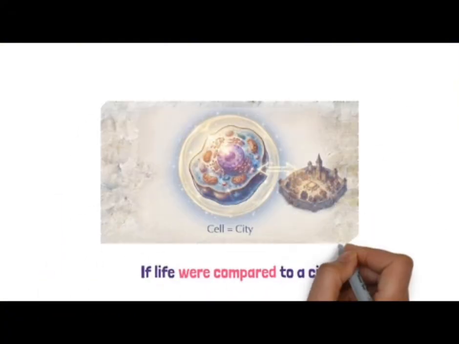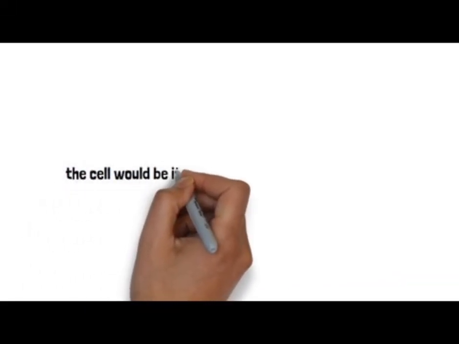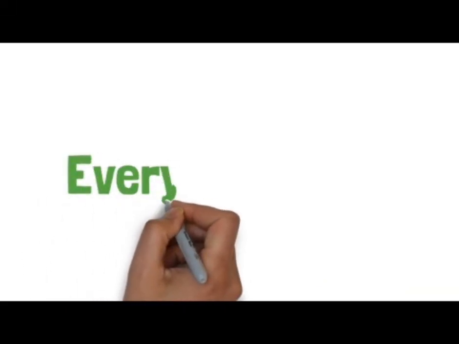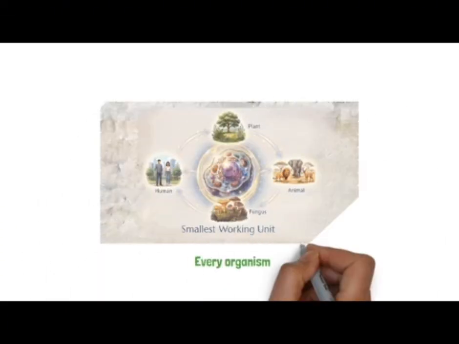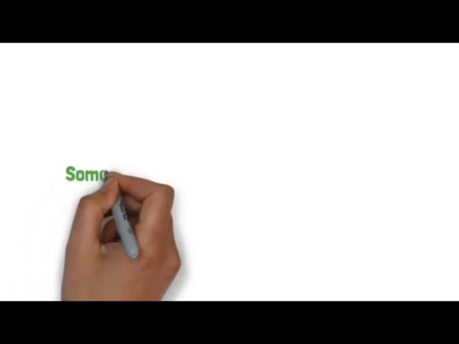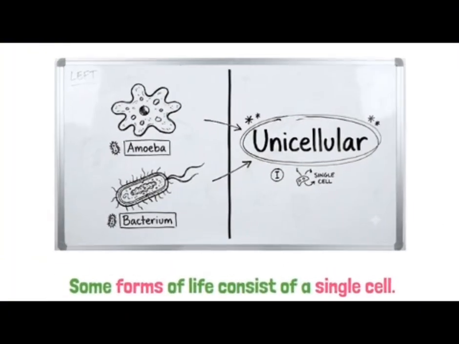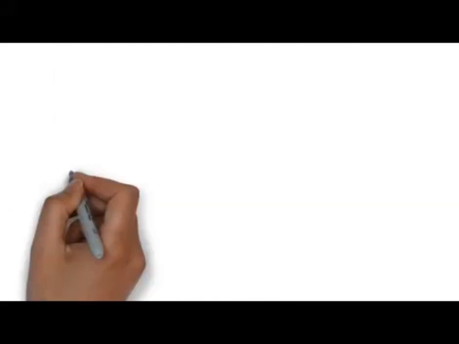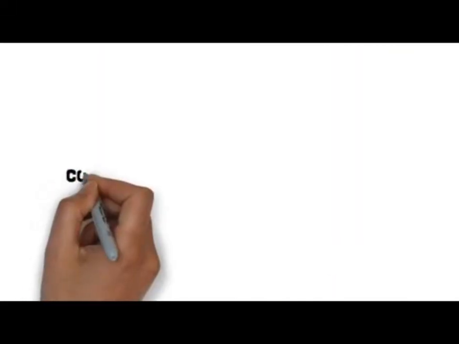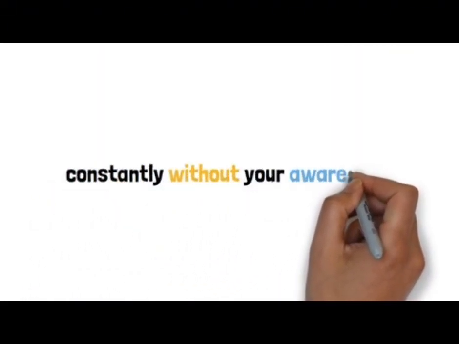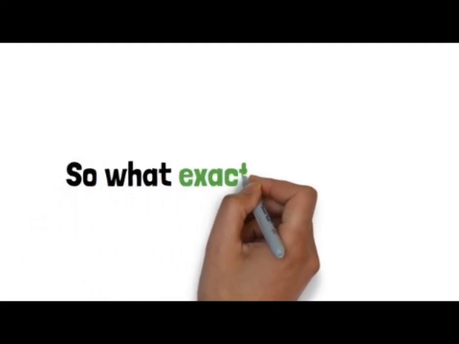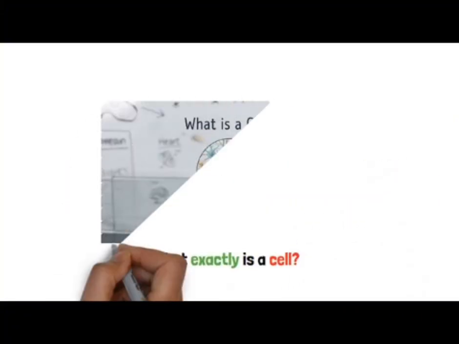If life were to be compared to a city, then the cell would be its smallest working neighborhood. Every organism you know, whether plant, animal, fungus, or human, is made from cells. Some forms of life consist of a single cell. Others, like you, are built from trillions of them, working silently, constantly, without your awareness, to keep you alive. So, what exactly is a cell?